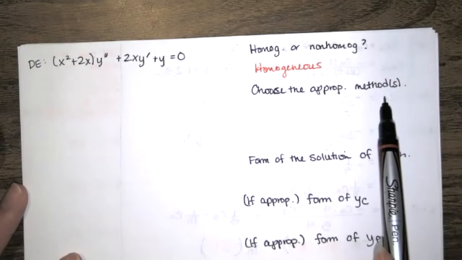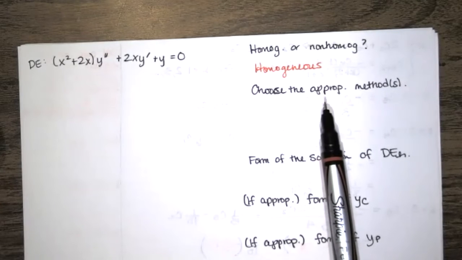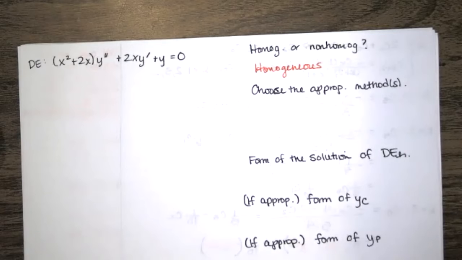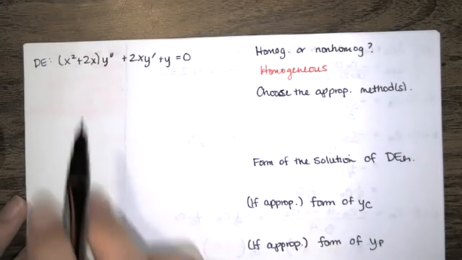Now, we want to choose the appropriate method here. We only have three methods for solving homogeneous equations. We have the method for homogeneous linear ordinary differential equations with constant coefficients. We have the method for Cauchy-Euler differential equations. And then if neither of those work, we can always use a series solution about an ordinary point.